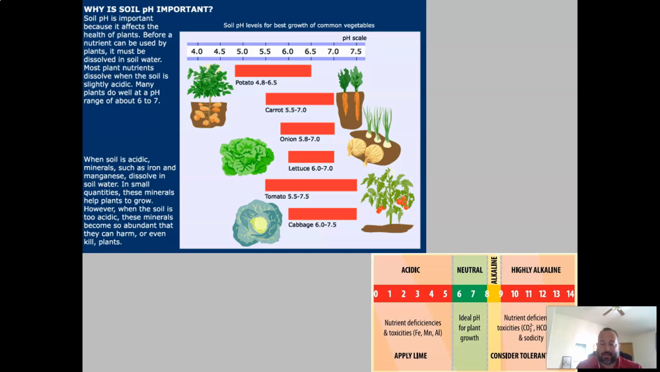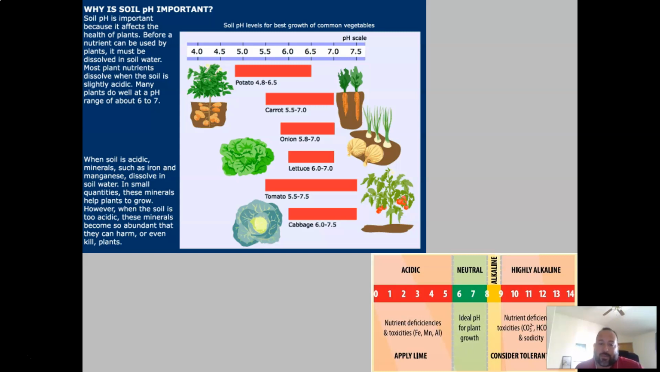If it's less than 5.5, you have an acidic soil. If it's higher than 8, you have an alkaline or a highly alkaline soil. And we can see that it says if we have an acidic soil, we're going to need to apply lime. And if we have an alkaline soil, we might want to consider some different species. So why does that become important?